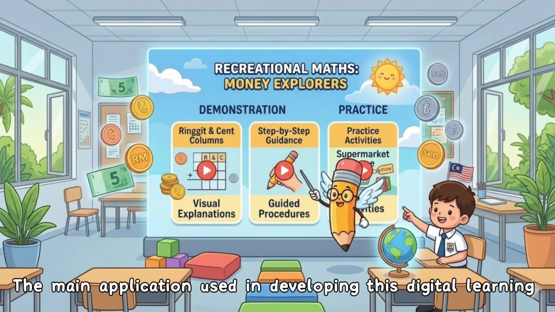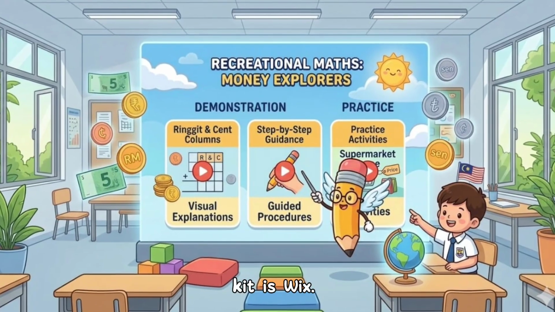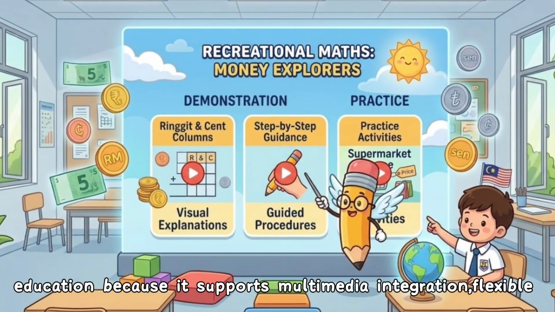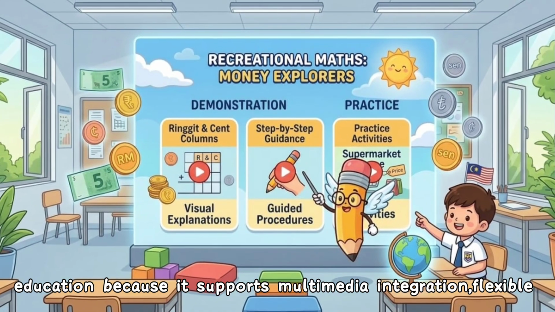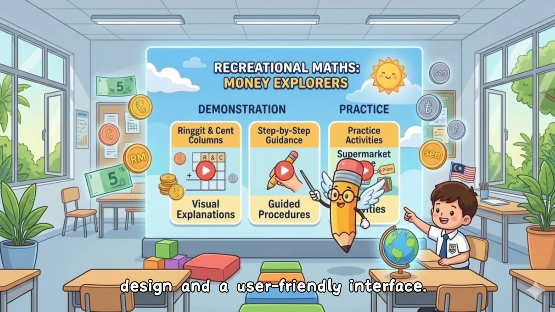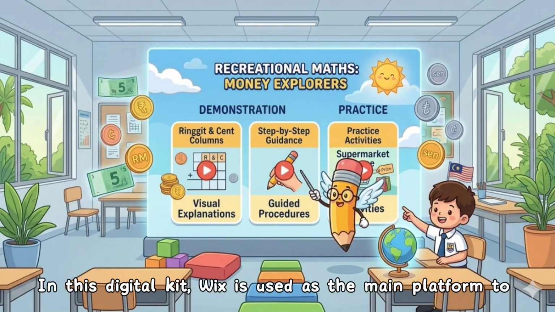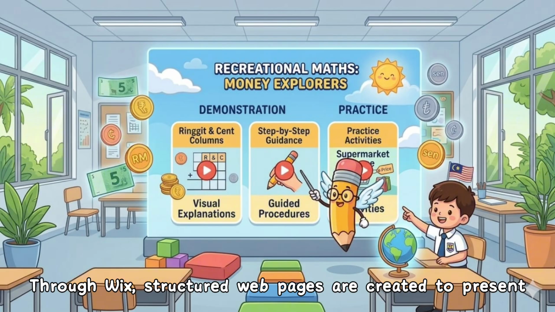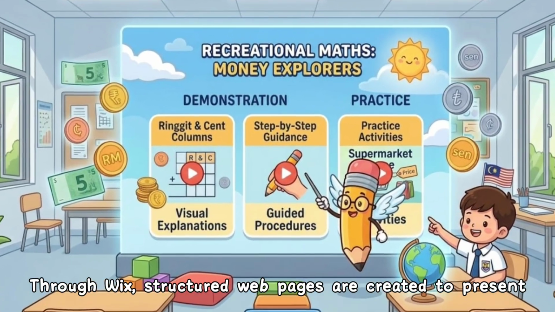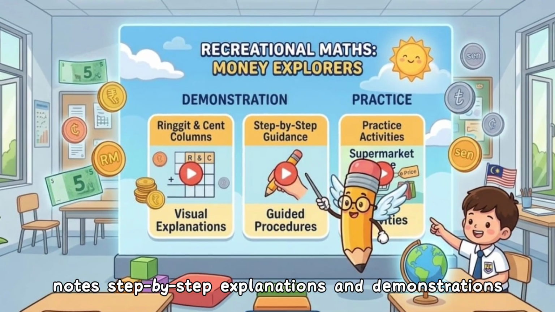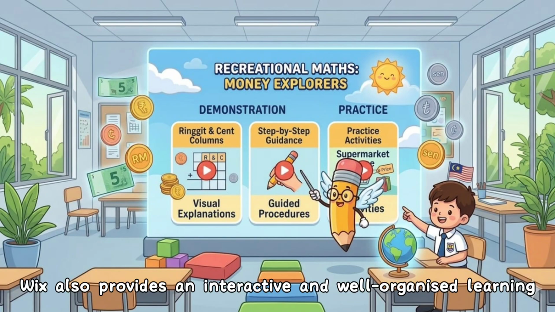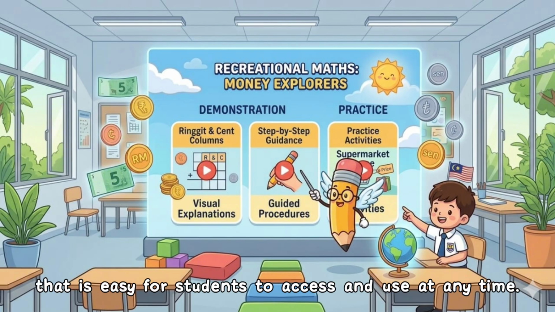The main application used in developing this digital learning kit is Wix. Wix is a website creation platform commonly used in education because it supports multimedia integration, flexible design, and a user-friendly interface. In this digital kit, Wix is used as the main platform to organize learning for the topic of money. Through Wix, structured web pages are created to present notes, step-by-step explanations, and demonstrations of mathematical processes. Wix also provides an interactive and well-organized learning space that is easy for students to access and use at any time.